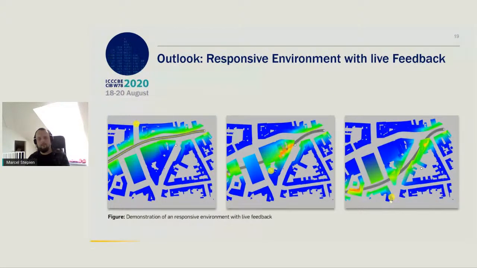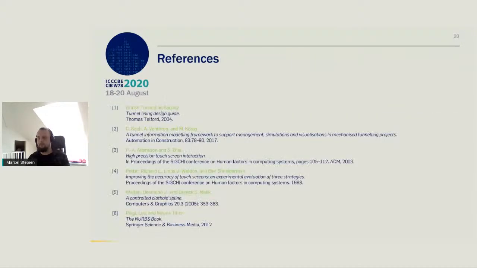For future development, we assume that introducing rule-based checking would enable us to create a responsive environment with live feedback, as seen in the images. Working with multiple data sources, we also find a collaborative approach between applications promising. The keyword for that would be interoperability between applications. That's all for my presentation.